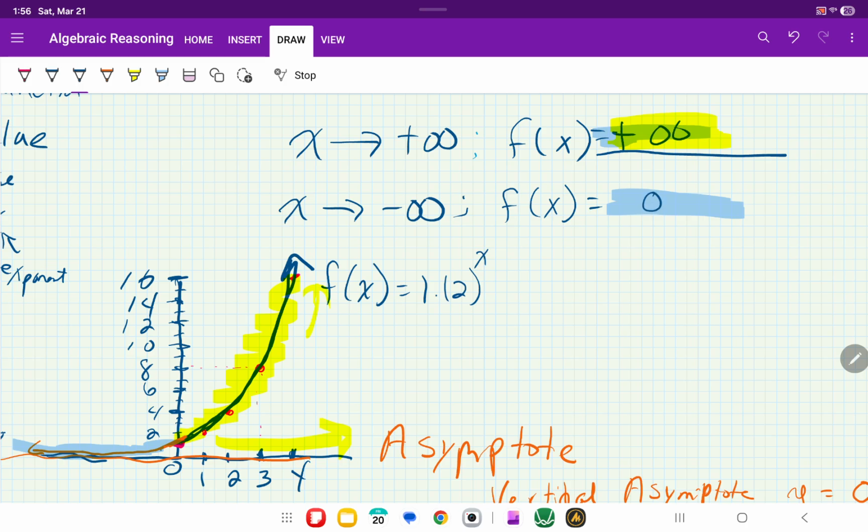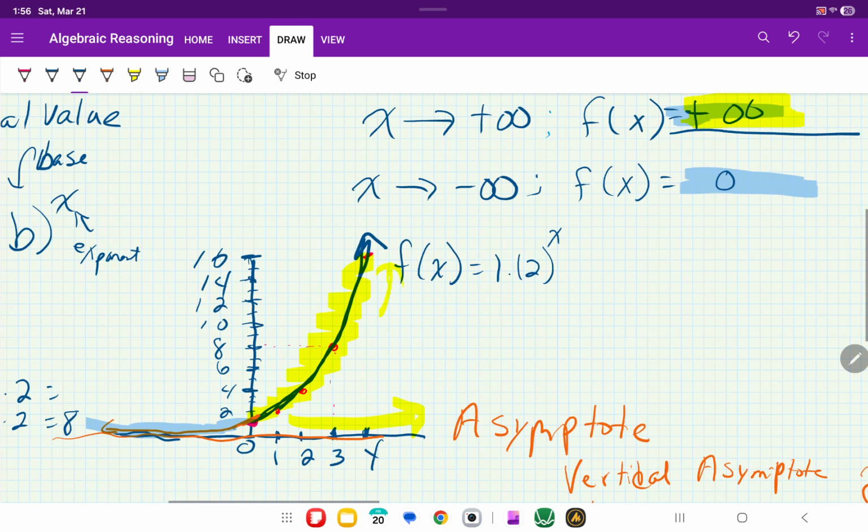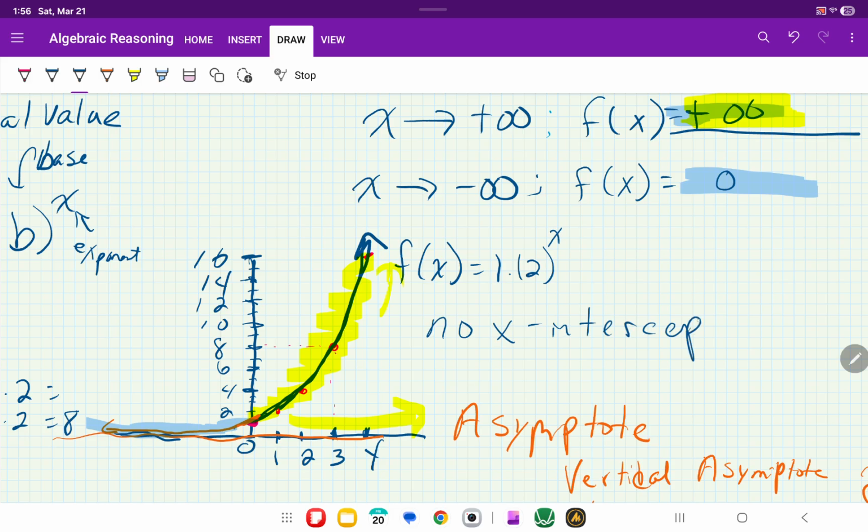We're analyzing what's going on. We do not have an x-intercept because it does not ever cross the x-axis. So we have no x-intercept in this case. We do have our y-intercept, which is that when x is 0, y is 1.